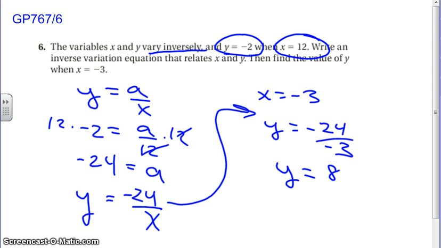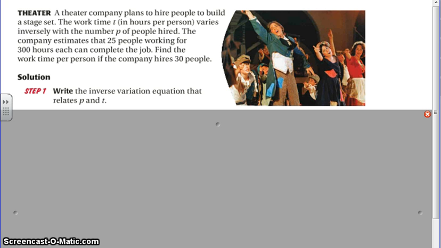You may also be given the same kind of question in a word problem. So we're not going to do one now, but when you're looking at a word problem like this, all these words, you've got to read it. It says a theater company plans to hire people to build a stage set.